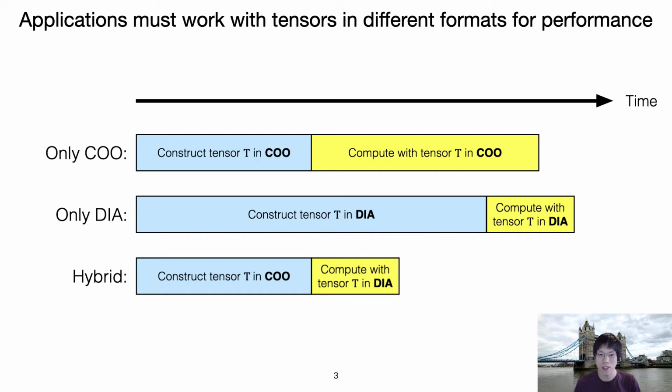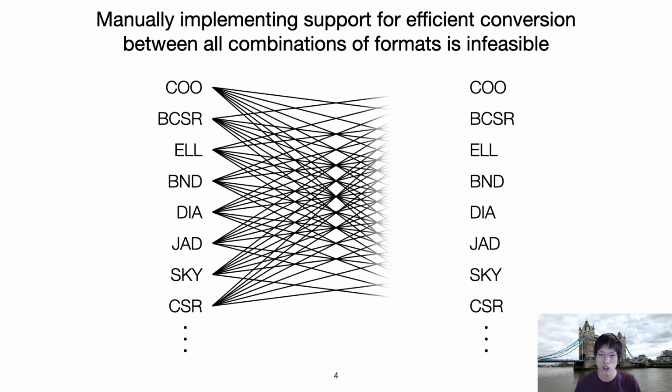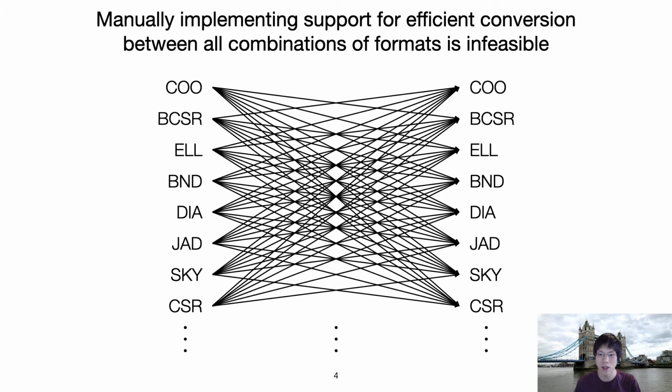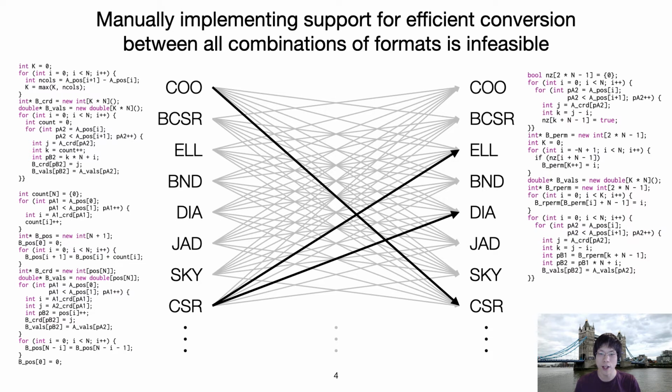Now this of course doesn't come for free, since at some point we have to convert the tensor that we constructed in the coordinate format to dia. Though if this conversion is done efficiently, then the overhead might still be worth it. The problem though is that performing this conversion efficiently is often difficult to do in practice, even with hand-optimized libraries. And this is because the number of possible combinations of source and target formats grows quadratically in the number of supported formats. And efficiently converting between each combination of formats requires very different and complex code.